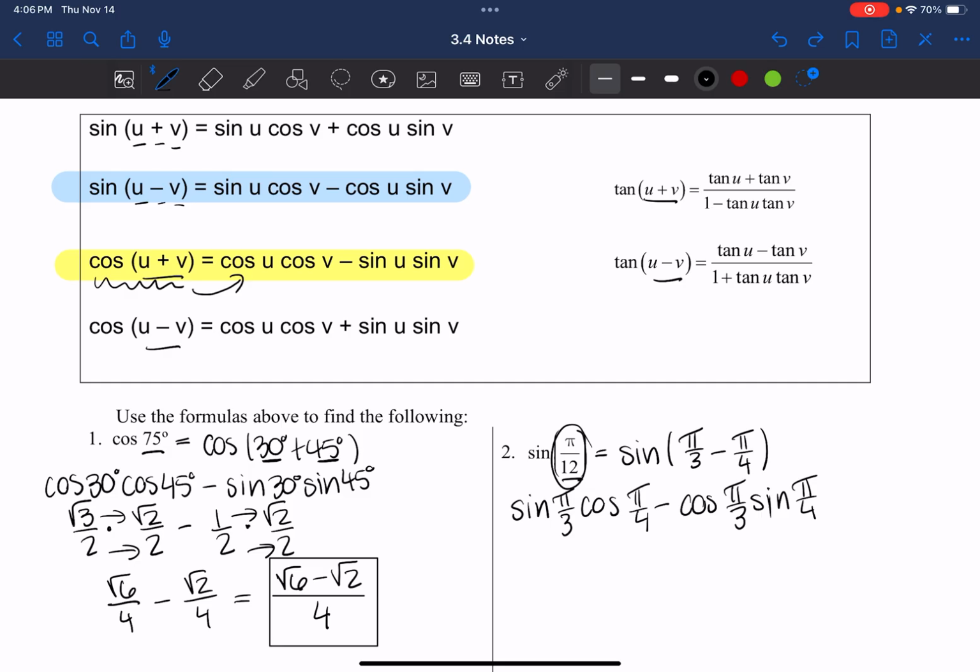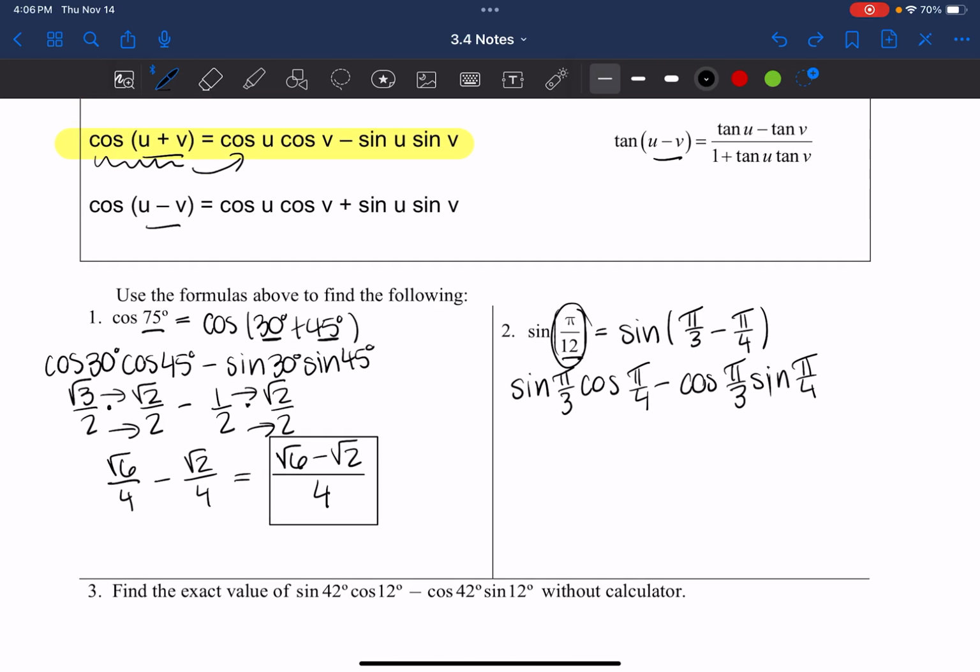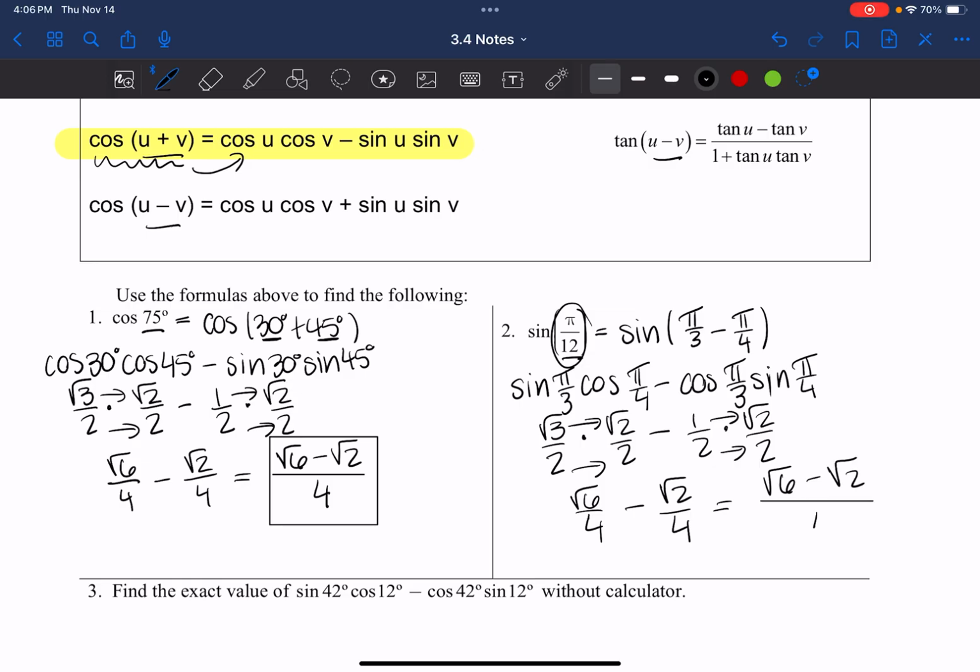Now, just like last time, I just need to replace and simplify. Sine of pi thirds is root 3 over 2. Cosine of pi fourths is root 2 over 2, minus cosine of pi thirds, which is 1 over 2, times sine of pi fourths, which is root 2 over 2. So I'm going to multiply my fractions here. I get root 6 over 4 minus root 2 over 4. Again, not like terms, but I do have a common denominator, so I can put them over that denominator of 4. And that's as simplified as we'll be able to get it here.